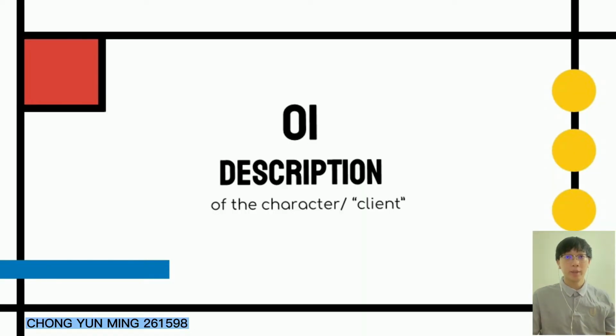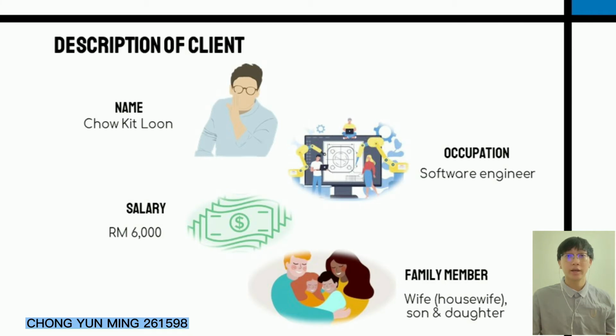So I will begin with my presentation with the description of our client. First of all, his name is Mr. Chong Yun Loon and he is 35 years old and he works as a software engineer in a local software firm, and he will receive 6,000 ringgit for his monthly salary. He is a husband and also a father of 2 children, and his wife is a housewife. Their children, one is a son, one is a daughter, and their ages are 5 and 6 years old respectively.